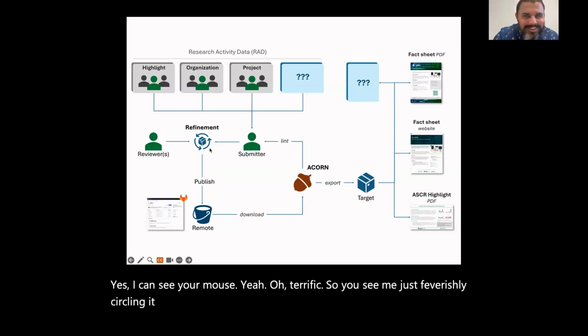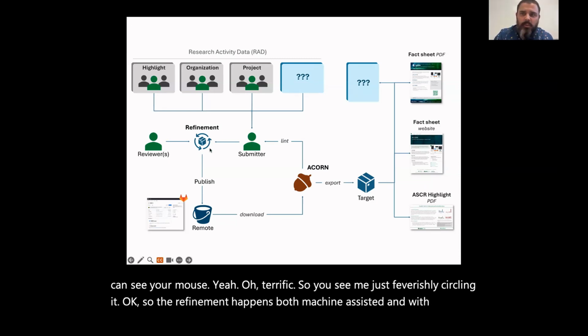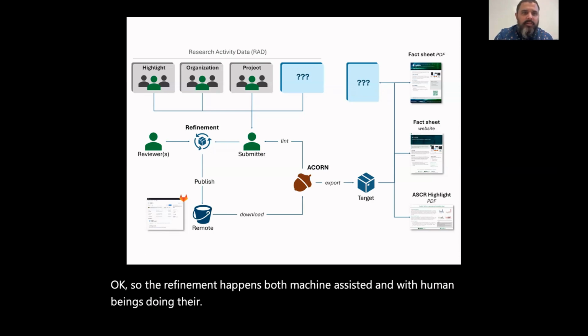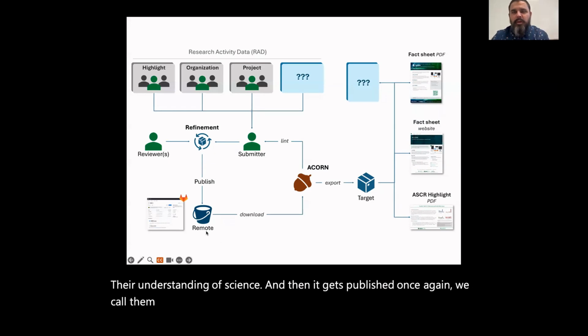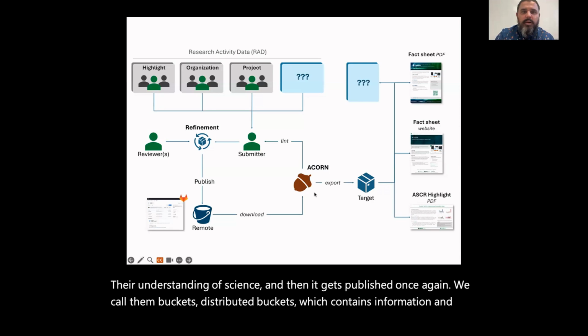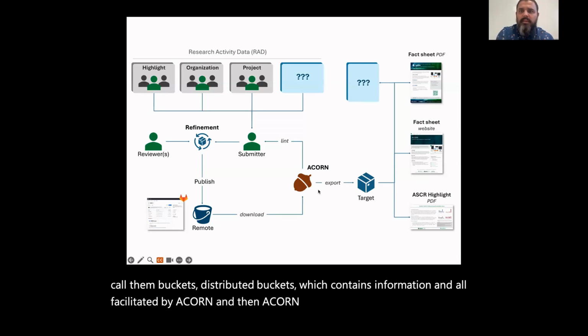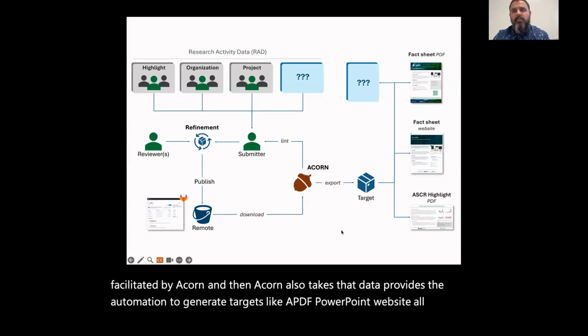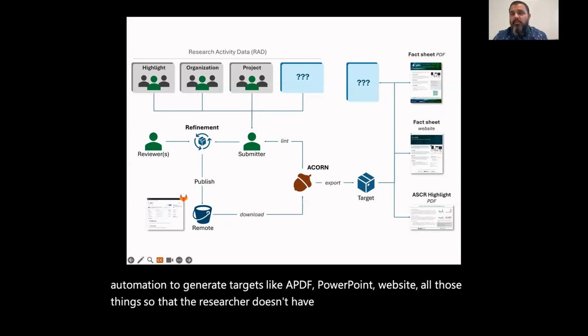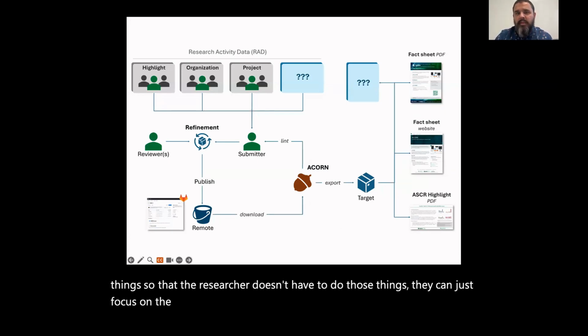Okay. So the refinement happens both machine assisted and with human beings applying their understanding of science. And then it gets published. Once again, we call them distributed buckets, which contain information, all facilitated by ACORN. And then ACORN also takes that data and provides the automation to generate targets like a PDF, PowerPoint, website, all those things, so that the researcher doesn't have to do those things. They can just focus on the content and then get a visualization essentially out for free.